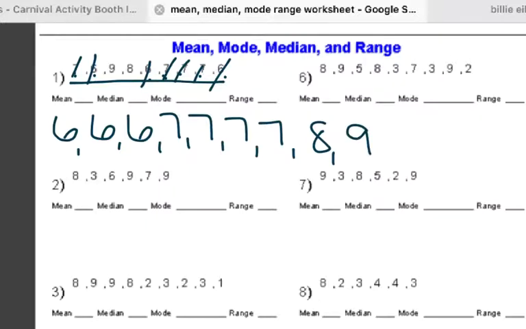So first off, the one that's easiest for me is mode. Which one do you see the most? And I see 7 the most. Not the most like the biggest, but which one you see the most. The range is the difference between. So you take the biggest minus the smallest. So 9 minus 6 would be 3. That would be my range.